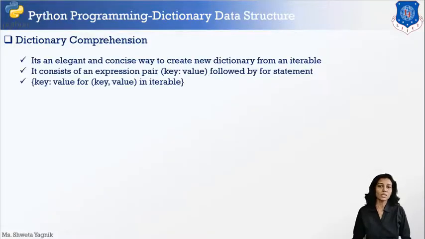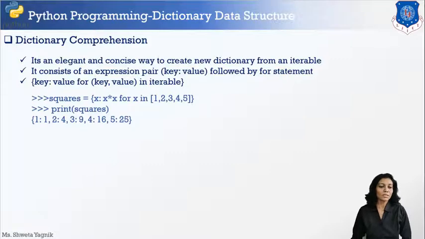So now we will see dictionary comprehension. It's an elegant and concise way to create a new dictionary from an iterable. It consists of an expression. As we have seen, in curly brackets we can specify key, then colon, then value for the given key, and that can be calculated in the iterable. So in the example we can see that squares will be our new dictionary and X is the key and x multiplied by x, that means how we want to have the value for the given key.